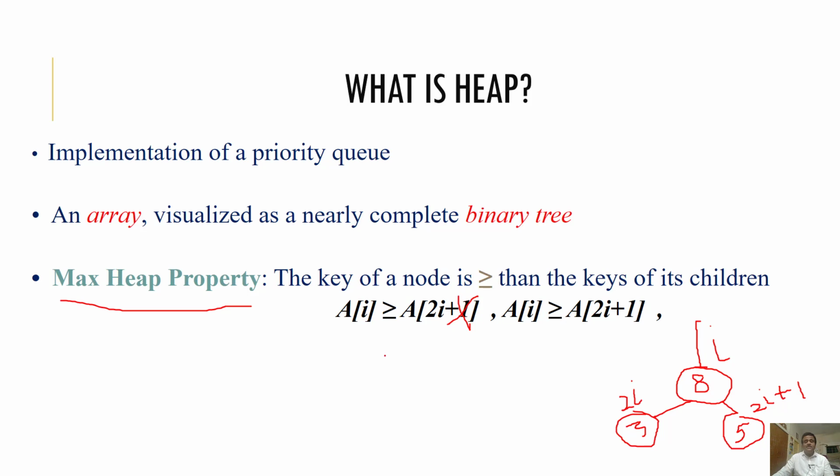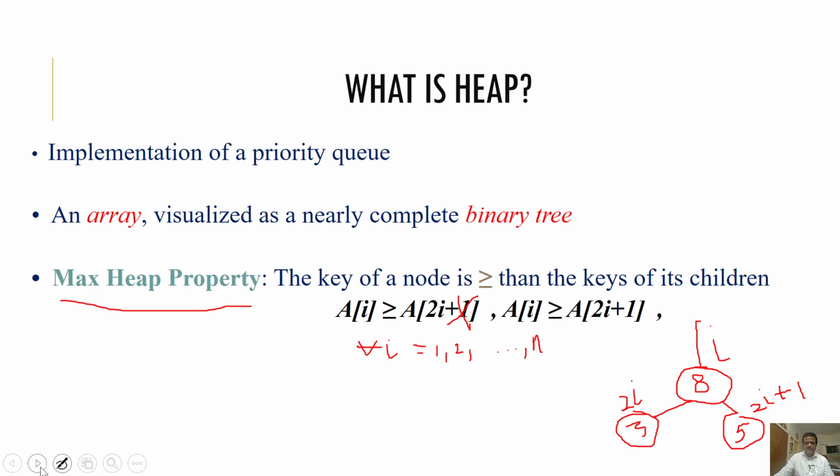This should be true for all i, not a single i. It should be true for all i from 1 to n. We do not need all n because we have the leaves also, but anyway this should be true for all i. Then we say this heap is a max heap. If every node is greater than its children, then the heap is a max heap.